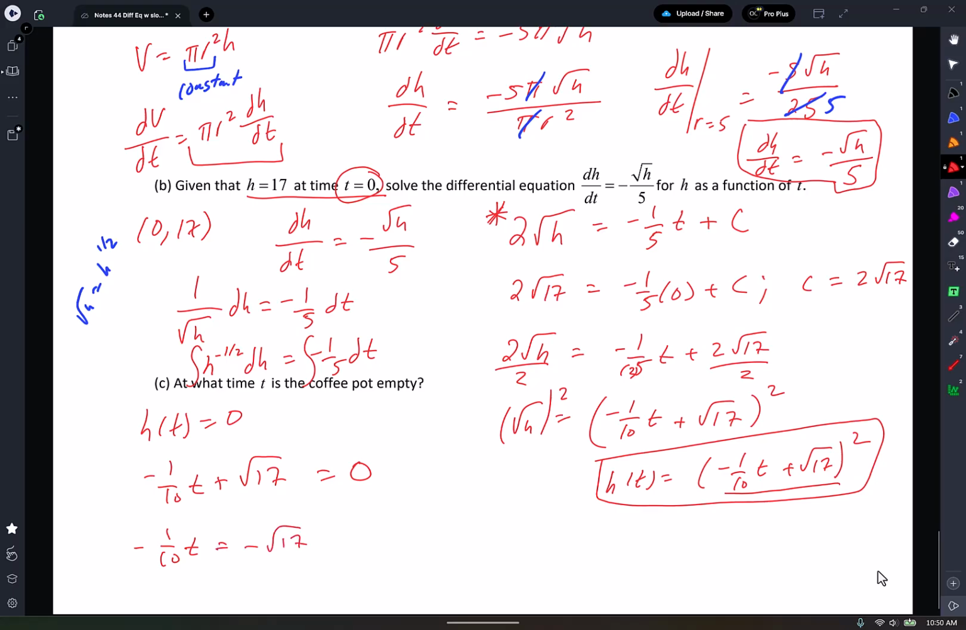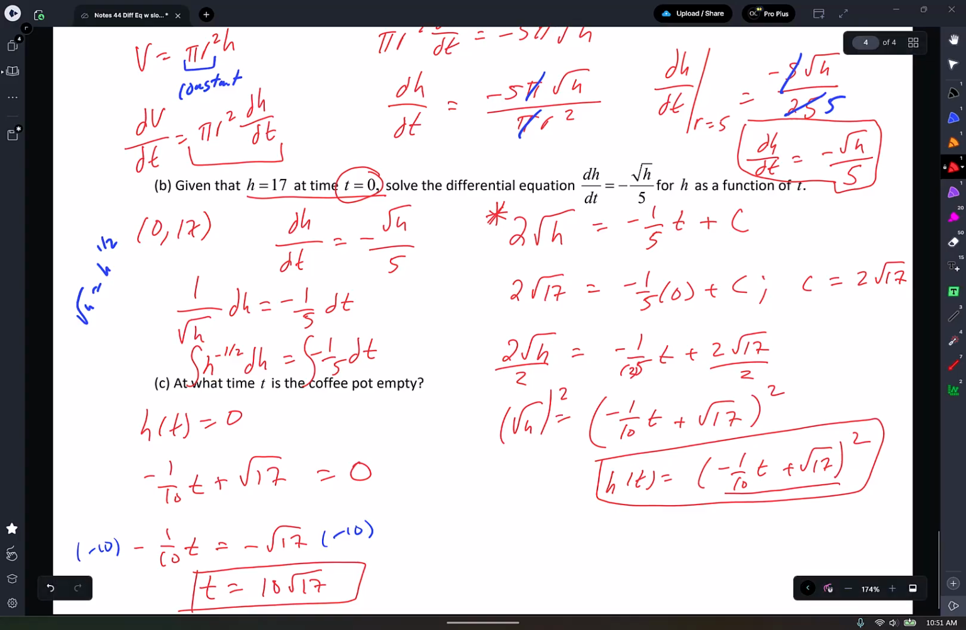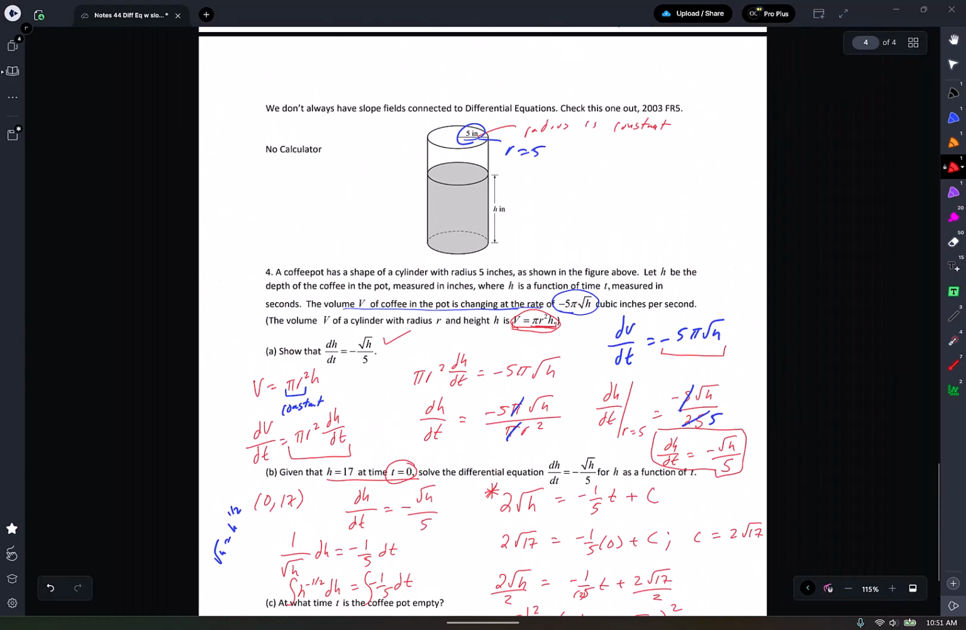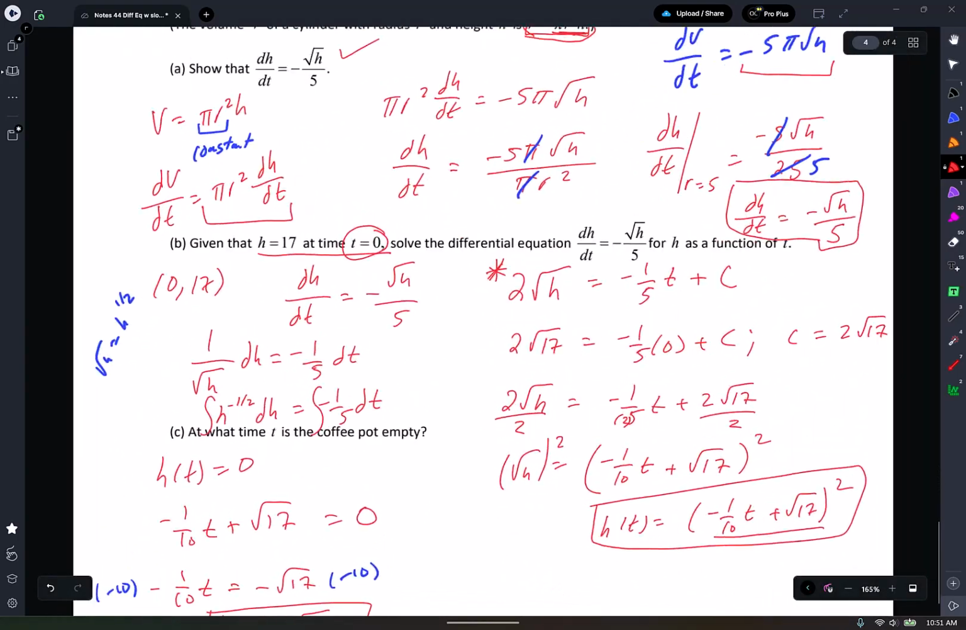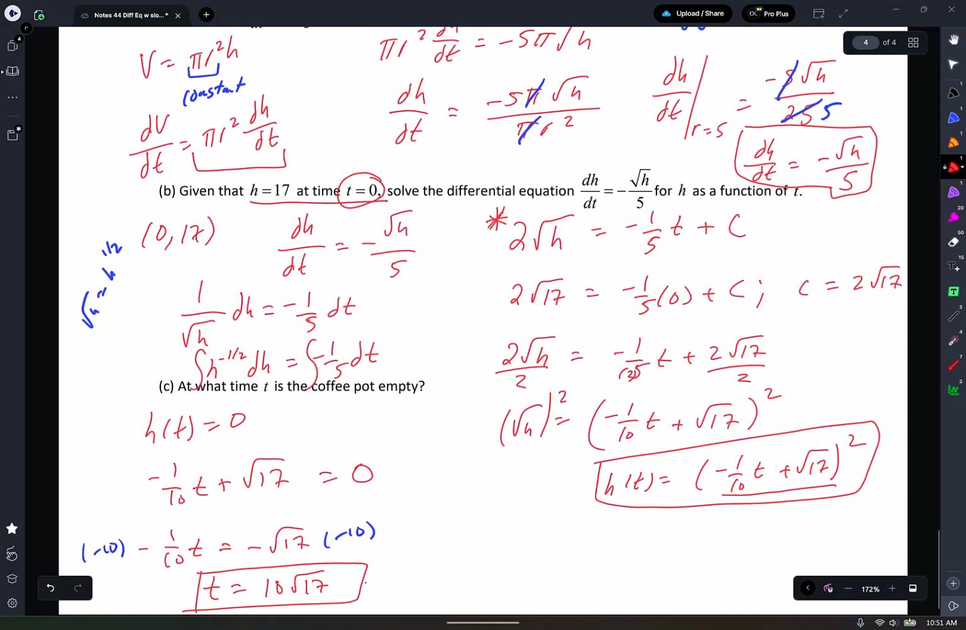The negatives go away, or I guess you can just leave it. What do I multiply the negative 1/10 by to get t by itself? 10. Or negative 10. Make sure that it turns positive. It doesn't make any sense for t to be negative in this situation. T equals 10 square root of 17. And are these in seconds? Yes. Seconds.